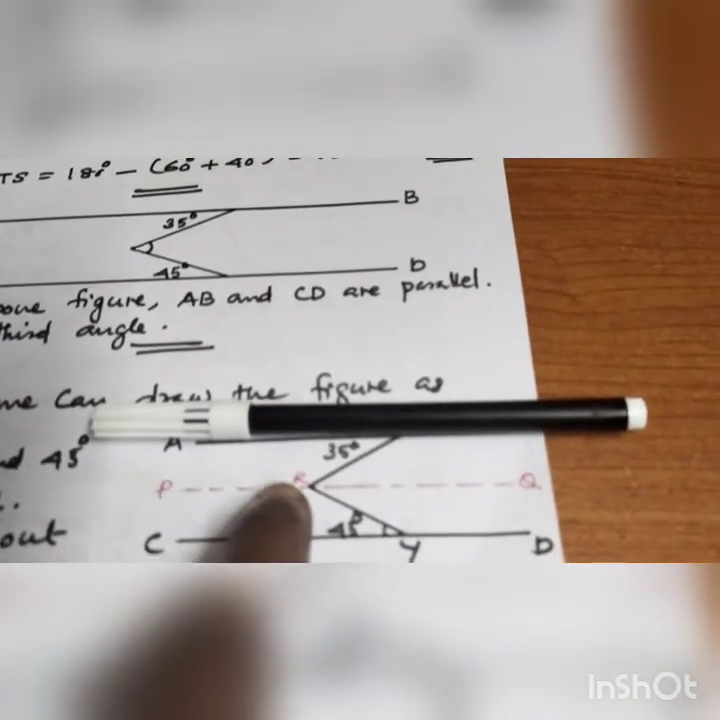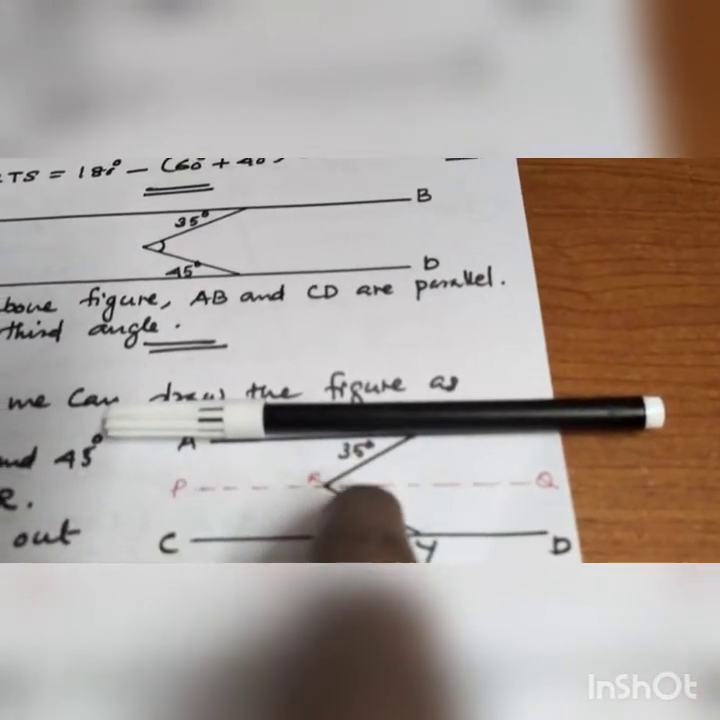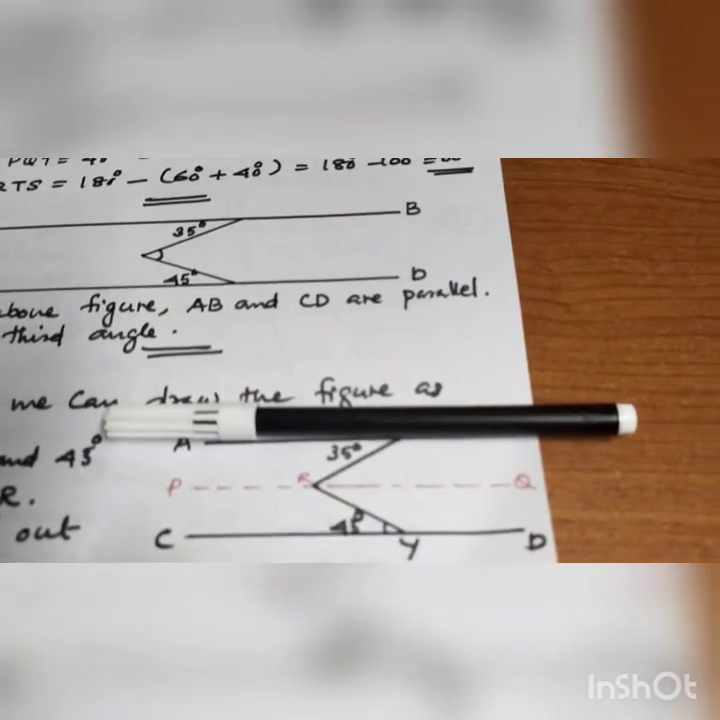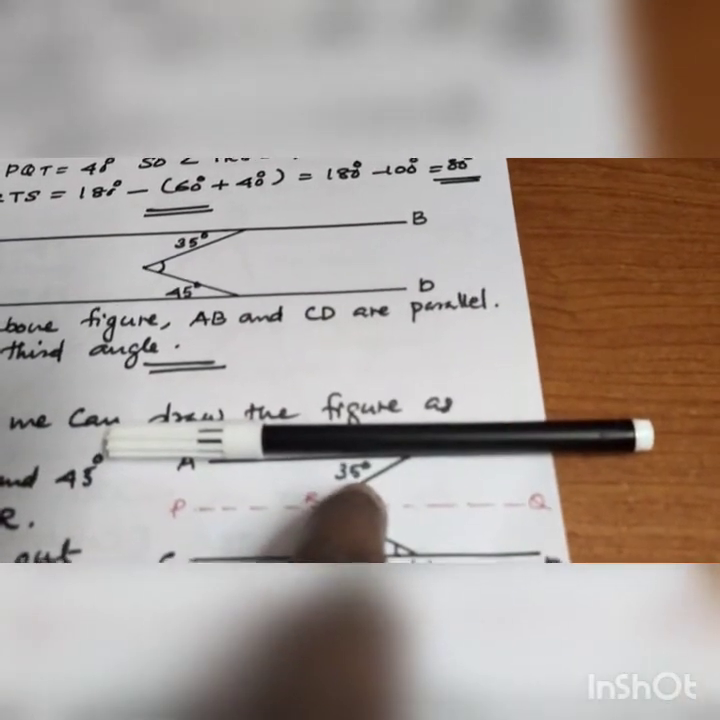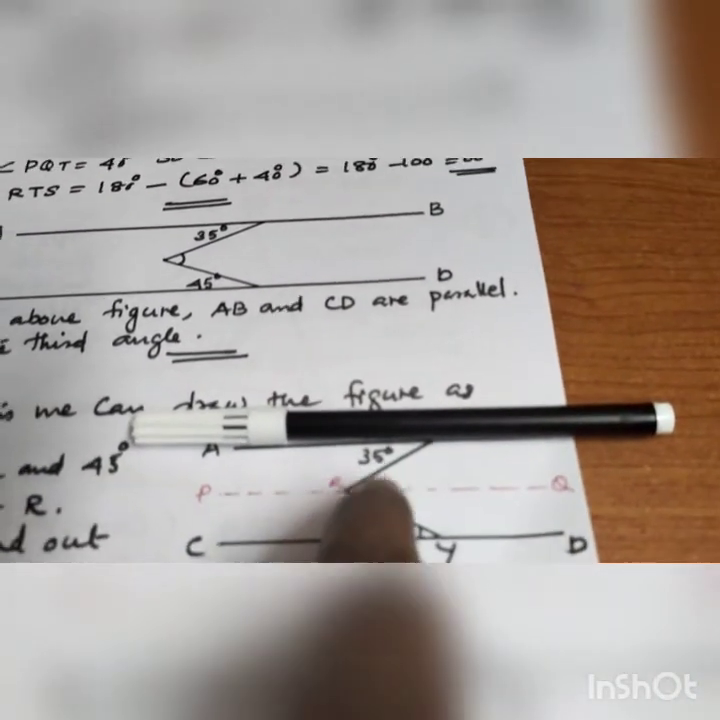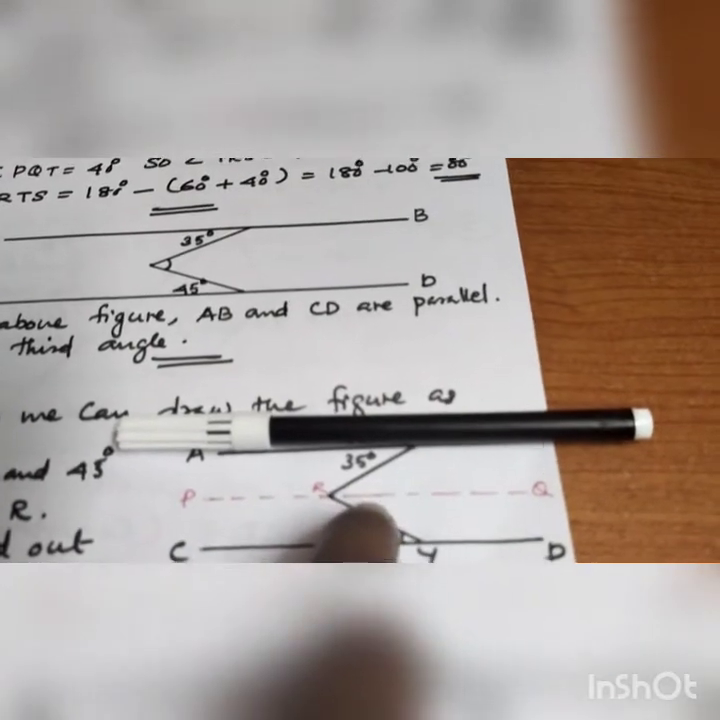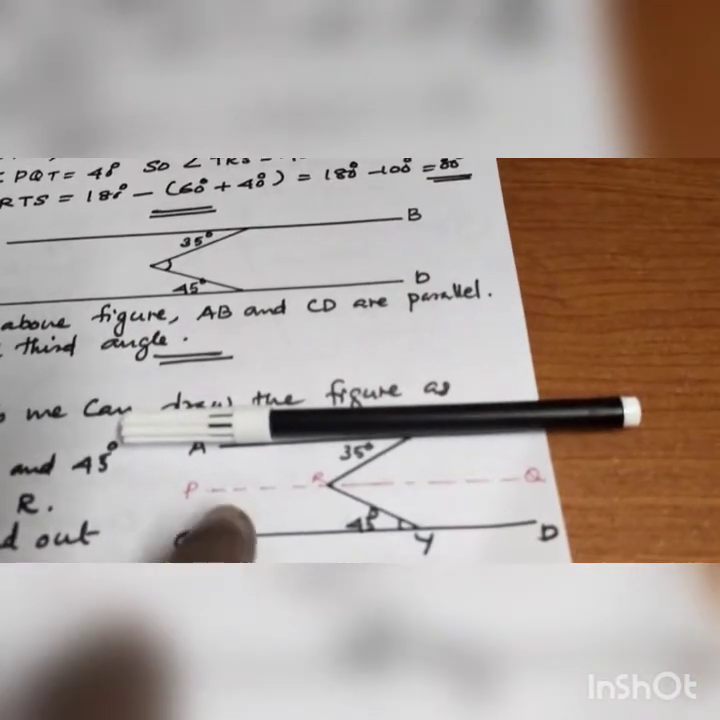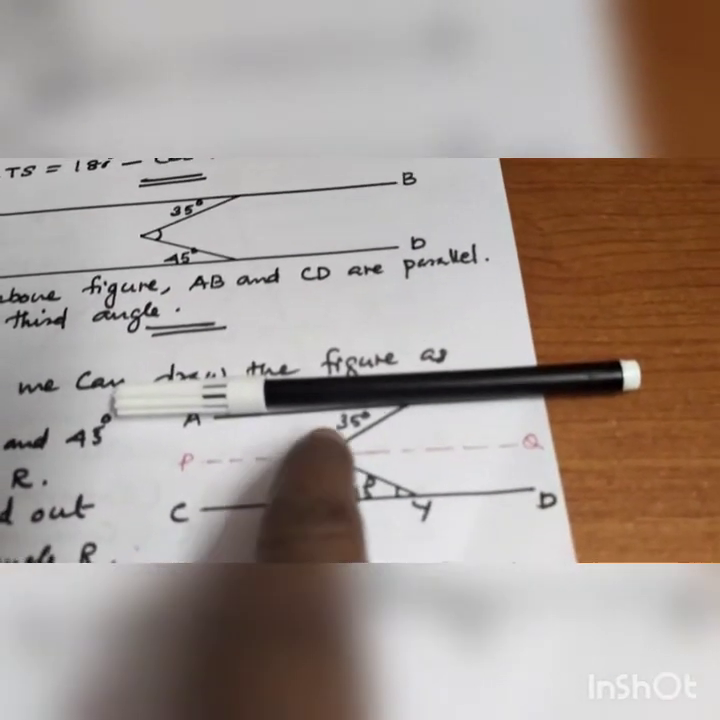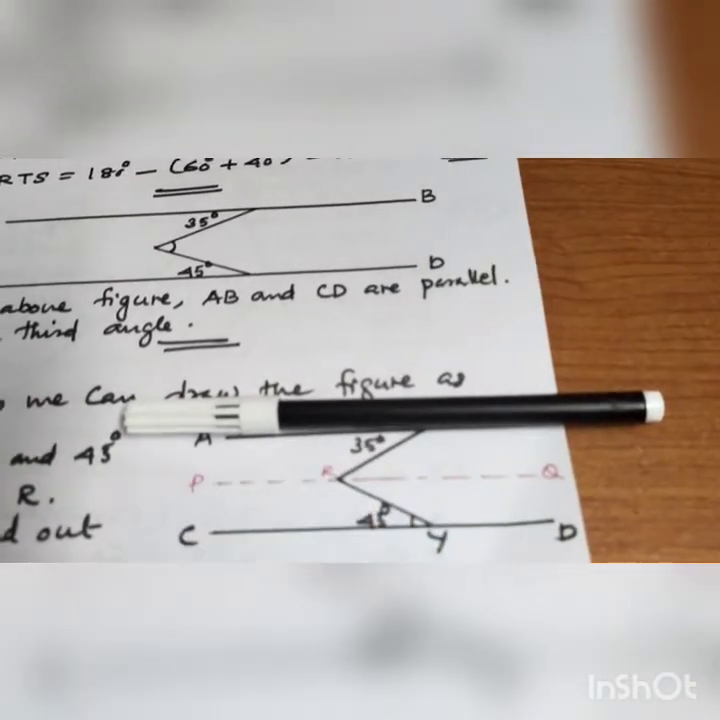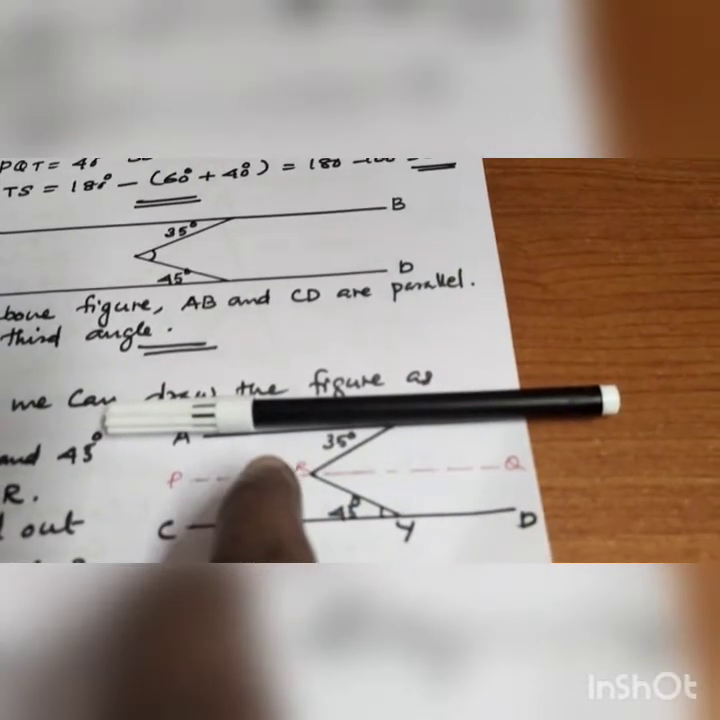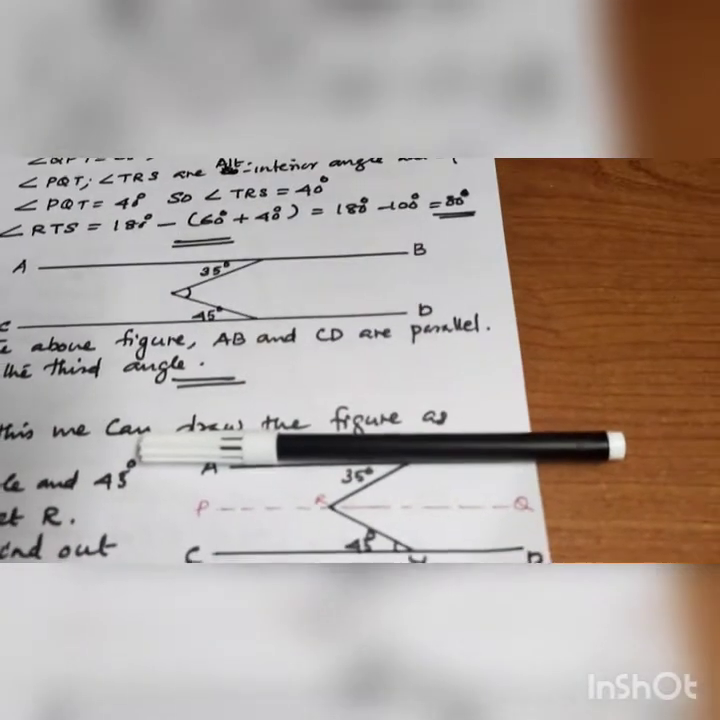Therefore, the angle R is the sum of these two angles. Here, first we find half of this angle is 35. Second, we find half of this angle is 45 degrees. Therefore, what is R? The sum of these two angles, that is 35 plus 45, that is 80, is R.